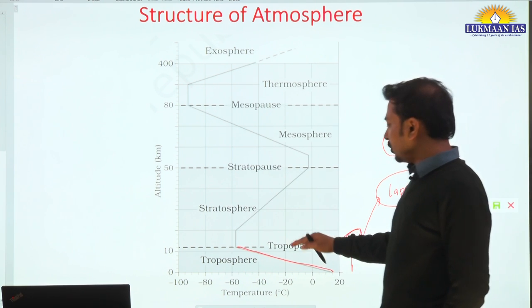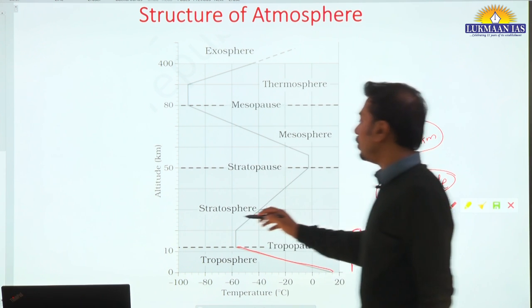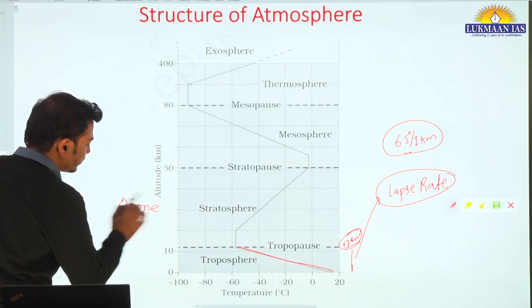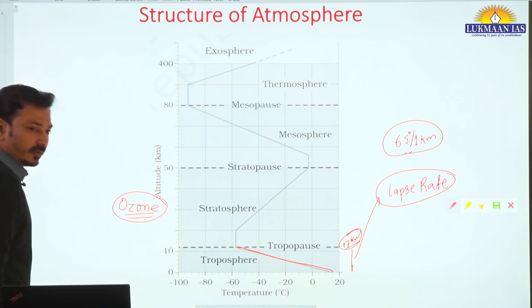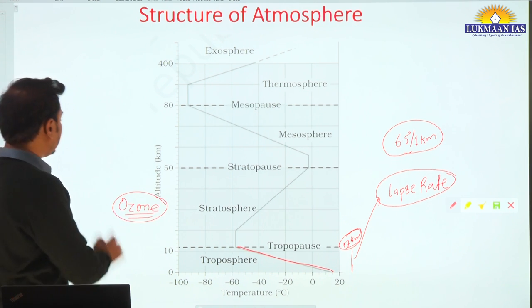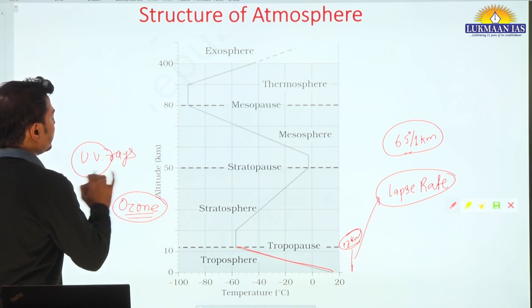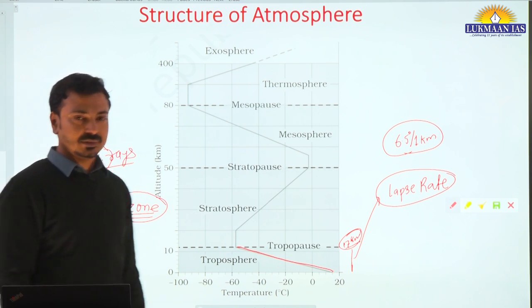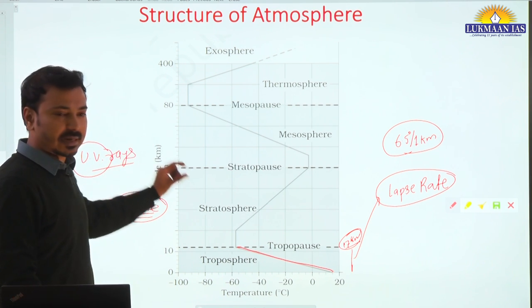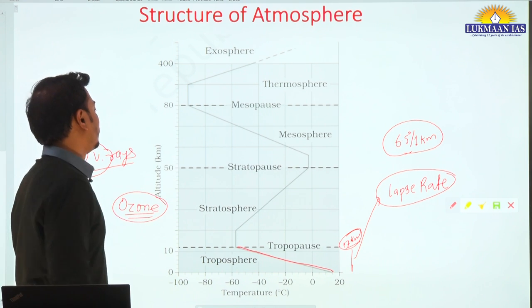Now, above the troposphere, there is the stratosphere. In the stratosphere, the important layer of gas, that is ozone, is present. Now, the ozone layer is important. Why? Because it is absorbing harmful UV rays coming from the incoming solar radiation. That's why it is very important. And it is located where? In the stratosphere. This is very simple. It has been asked in the examination already.